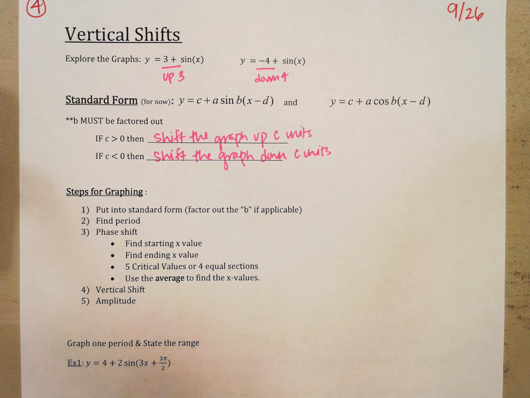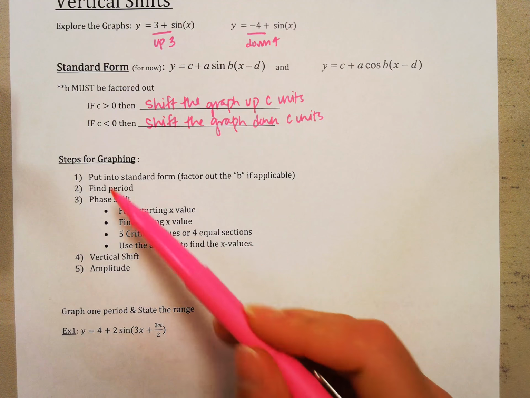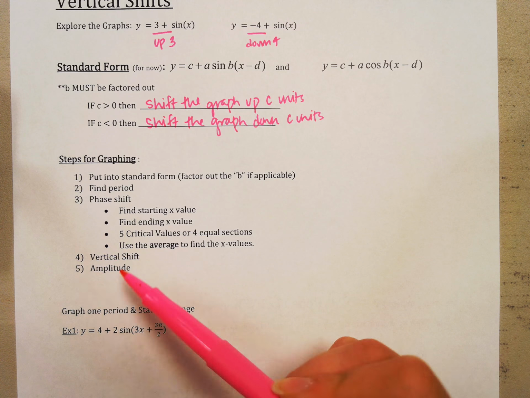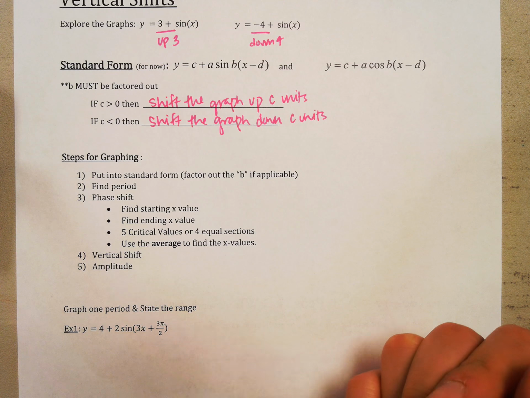So luckily, if you're still a little bit fuzzy on all of the period changes and the phase shifts, we are going to still practice that today. The only difference that we're doing is adding on a vertical shift. This is pretty much word for word everything except the amplitude, and in step 4 we're inserting a vertical shift. Okay.